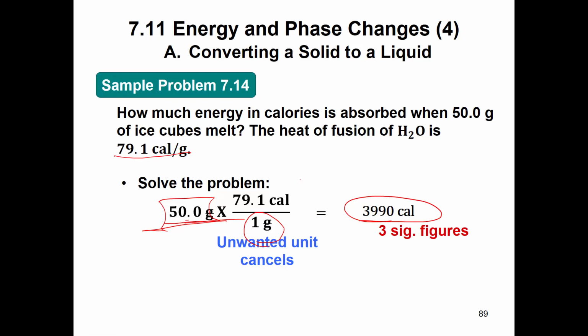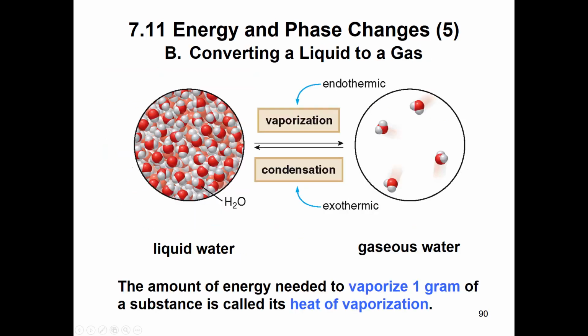So it's just, if you know what the heat of fusion is, it tells you grams, it wants calories. Look at that as a conversion factor, and that'll tell you which way to go in order to calculate this from grams to calories. Converting a liquid to a gas is basically the same thing. It's also something that can be reversed. If you go from a liquid to a gas, it's called vaporization. If you go back from the gas back to the liquid, it's called condensation.